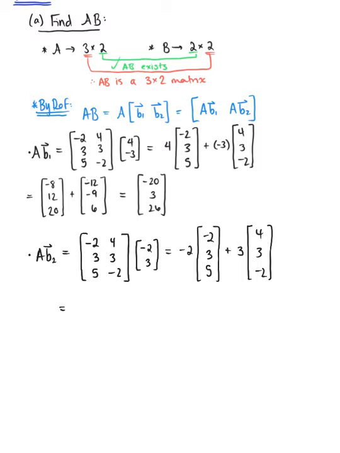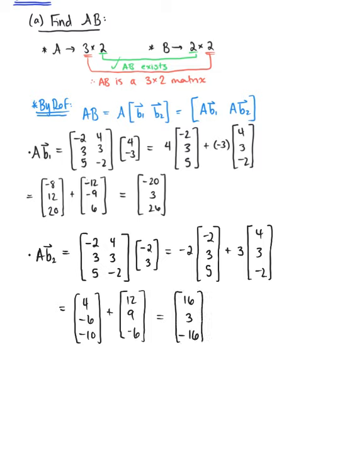And this is leaving us with 4, -6, -10 as the first column. And we want to add this column to 12, 9, -6. So here we go. We have 4 plus 12 is 16, -6 plus 9 is 3, and -10 minus 6 is -16. And we're ready to state our final answer.